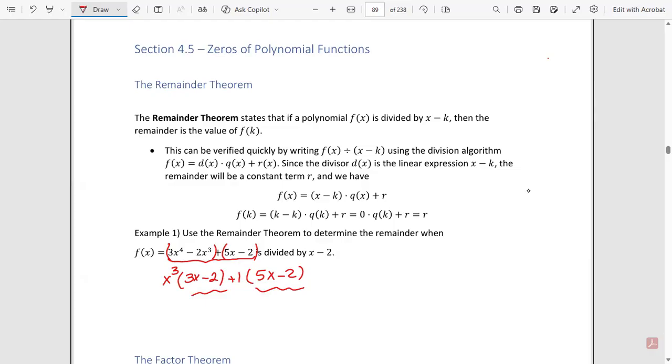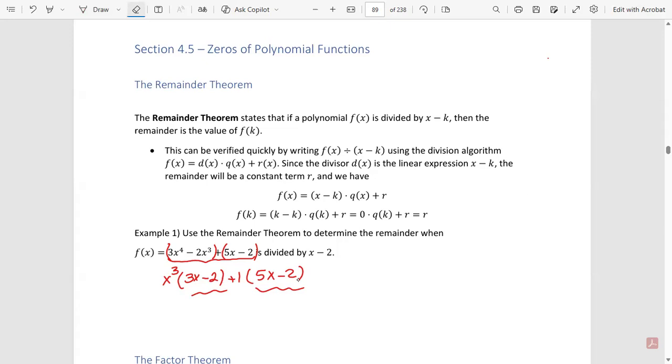We have to use another method to solve that equation. In this video, we learn about some theorems that can help us to factor polynomial functions and then find the zeros of the polynomial equation. Okay? So the first theorem is called the remainder theorem.